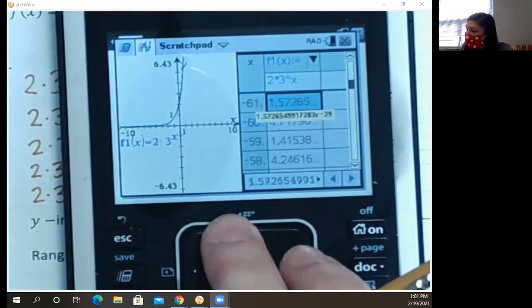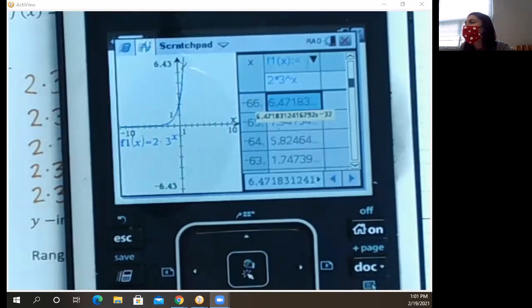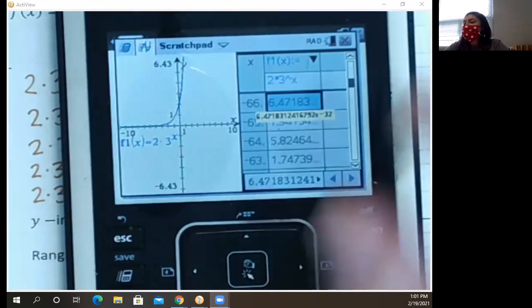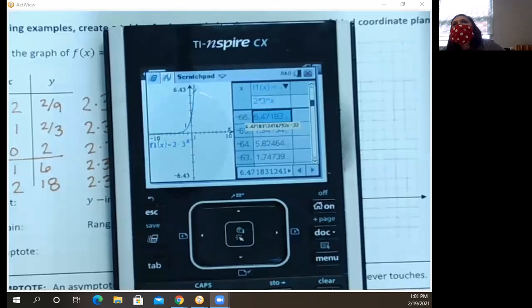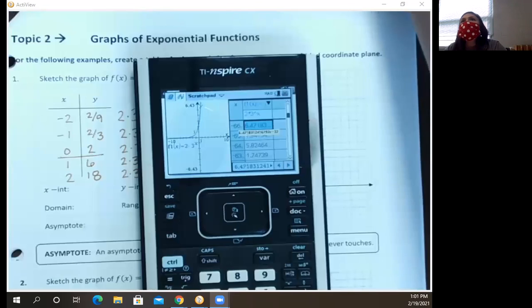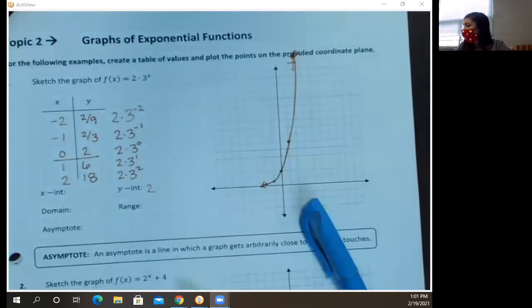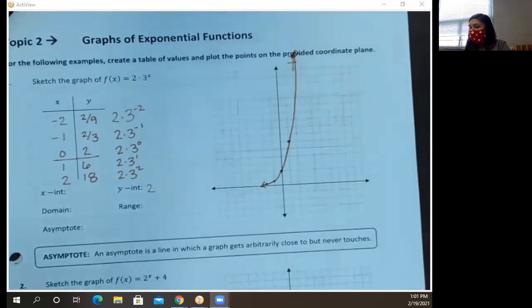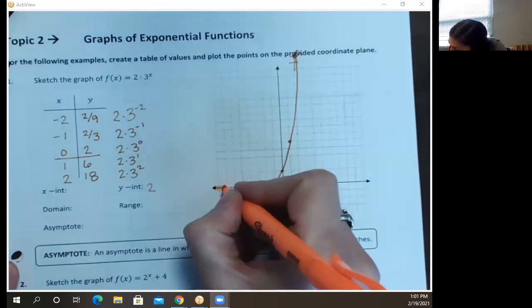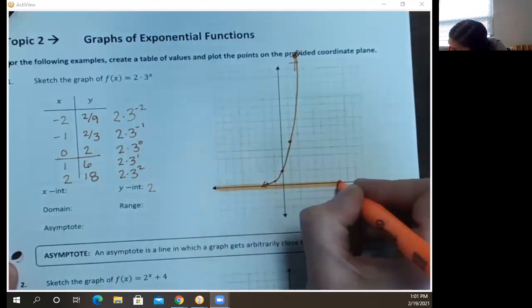So I can keep going through this table for the rest of our class period, and I'm never actually going to get to 0. That's because exponential functions have a new feature on their graph, something we haven't seen before. Exponential functions have something called an asymptote. This one has an asymptote right on the x-axis.